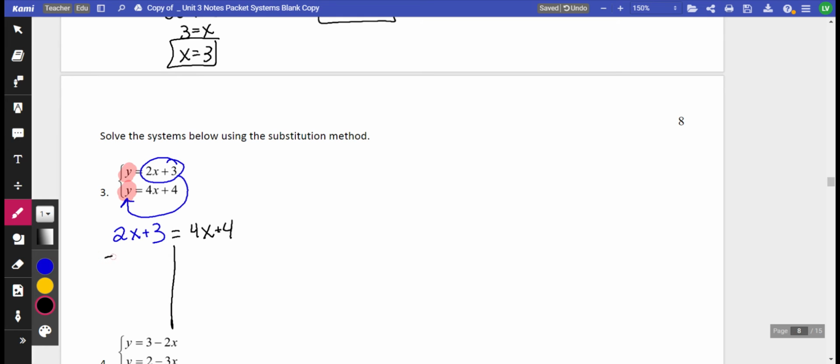Solve my equation. I'm going to subtract 2x from both sides. 3 equals 2x plus 4. Subtract 4 from both sides. 3 minus 4 is negative 1 equals 2x. Divide both sides by 2.